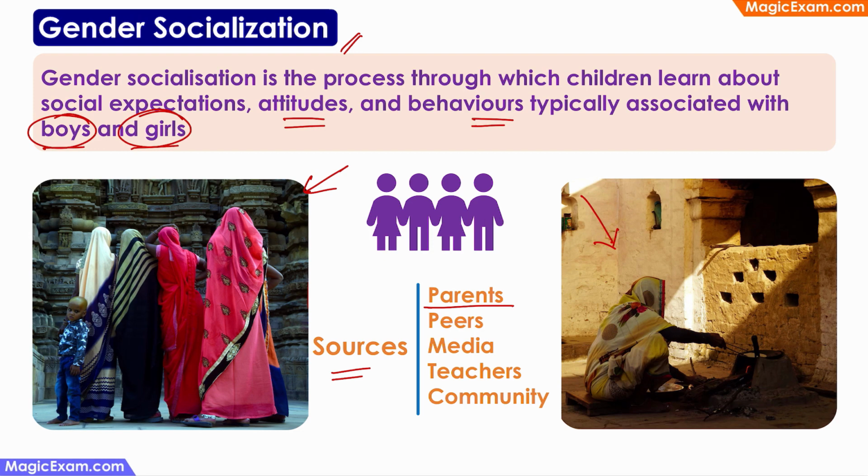Therefore, children can learn from their parents, from their peers, from the media, from the teachers, and from the community that they interact with. So this is gender socialization, where children are learning about the expectations of the society towards a particular gender through these various social interactions.